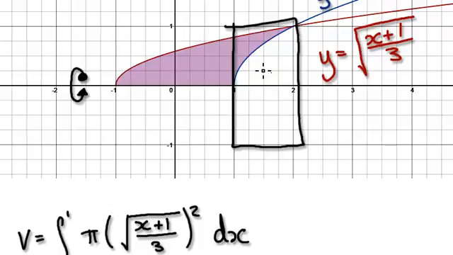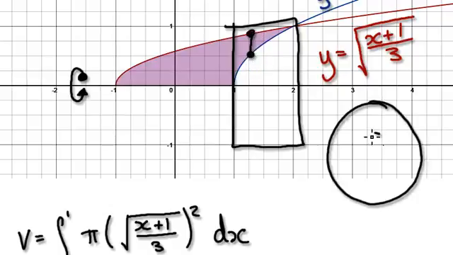In this region here, when you rotate this, you're going to get a washer. It's going to be something like this. From here to here is this big radius, and then from here to here is a small radius.